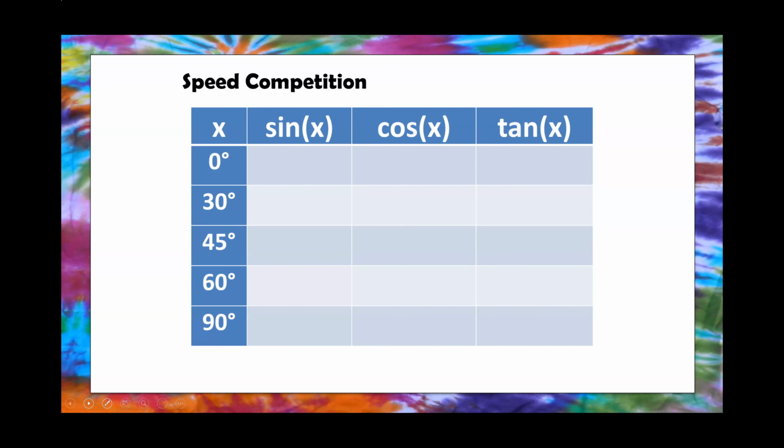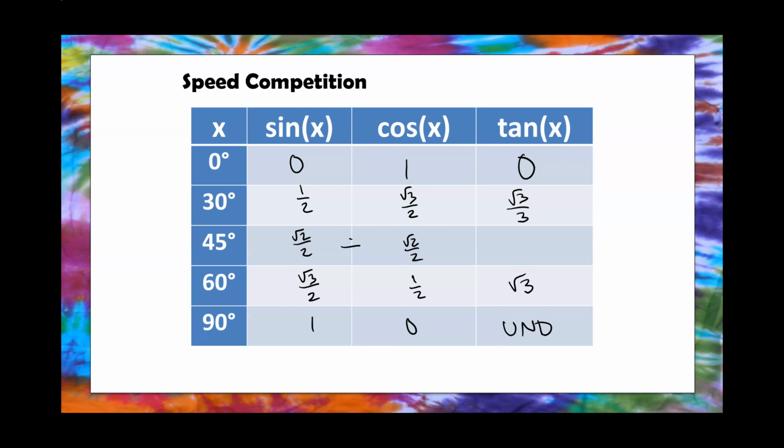Speed competition. Can you do this really quickly? I would say yes, you can. Ready, set, go. 0, 1/2, root 2 over 2, root 3 over 2, 1, 1, 0, go backwards, root 3 over 2, root 2 over 2, 1/2. 0 divided by 1 is 0. 1 divided by 0 is not possible, undefined. Oh, lots of 3's, root 3 over 3. Oh, no 3's, root 3. This divided by that, okay, is obviously going to be 1. Woo!